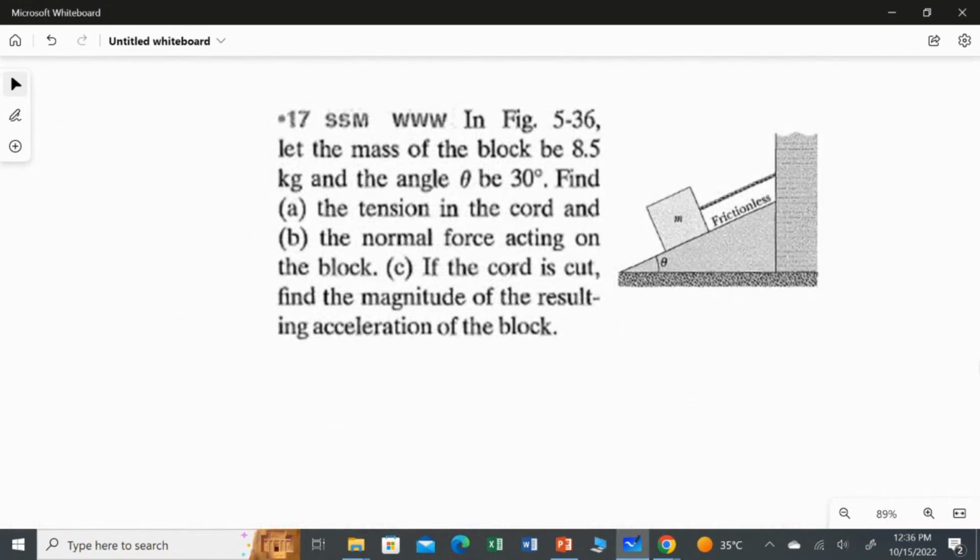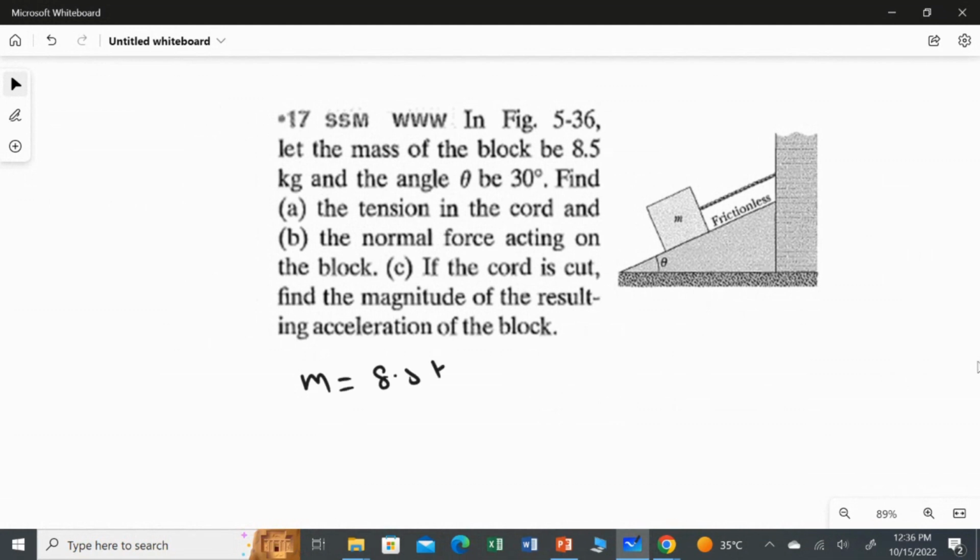Read the question. In figure 5-36, let the mass of the block be 8.5 kilograms. So you have to see the diagram here. We have the block of mass M, which is kept over the inclined plane, and that surface is a frictionless surface. And the mass of the block is mentioned as, what is the mass of the block?